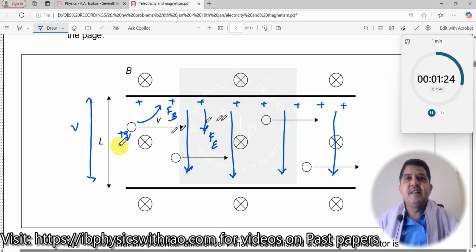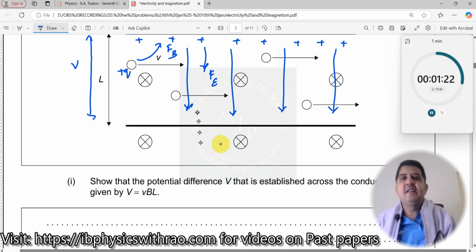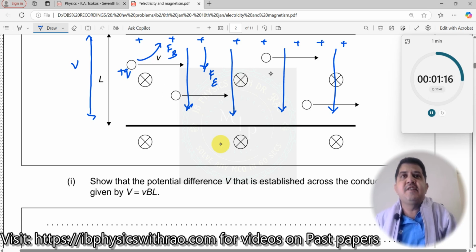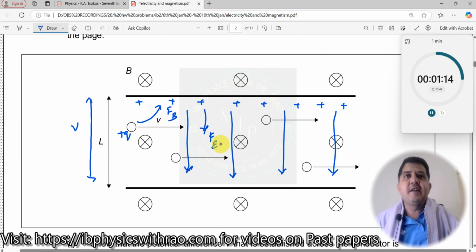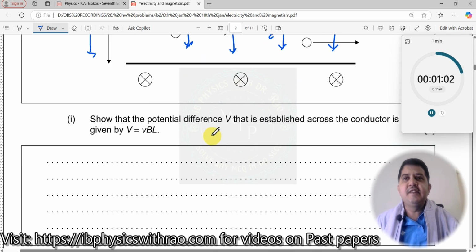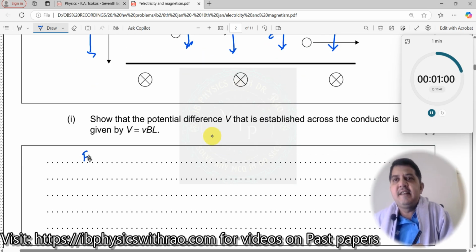Which means if they have to go straight, the electric force should be equal to the magnetic force, so that the net force acting on it is 0, right? So let me write it down here. If I draw the free body diagram, I can write FE is acting downwards, FB is acting upwards. So these two are balancing each other, and hence the particle is going straight. With this clue, we'll start writing this.